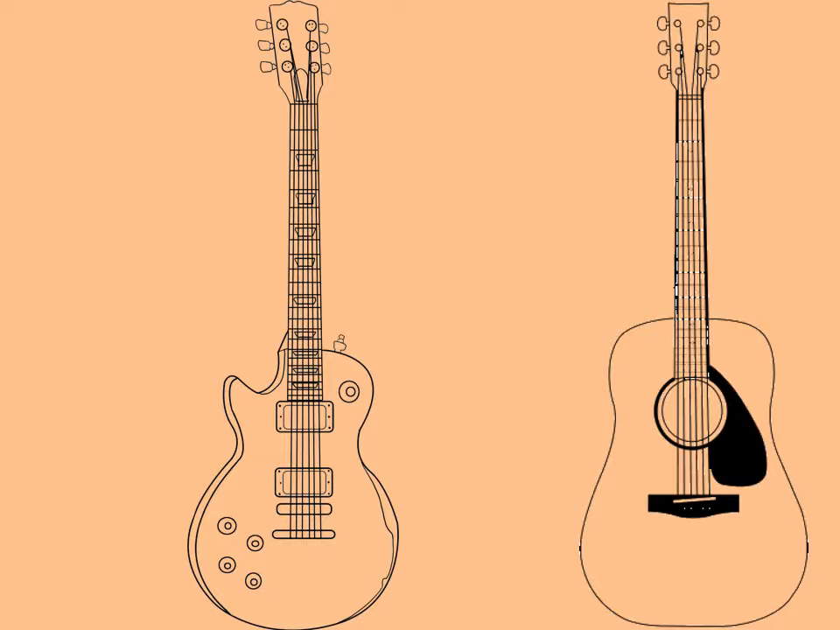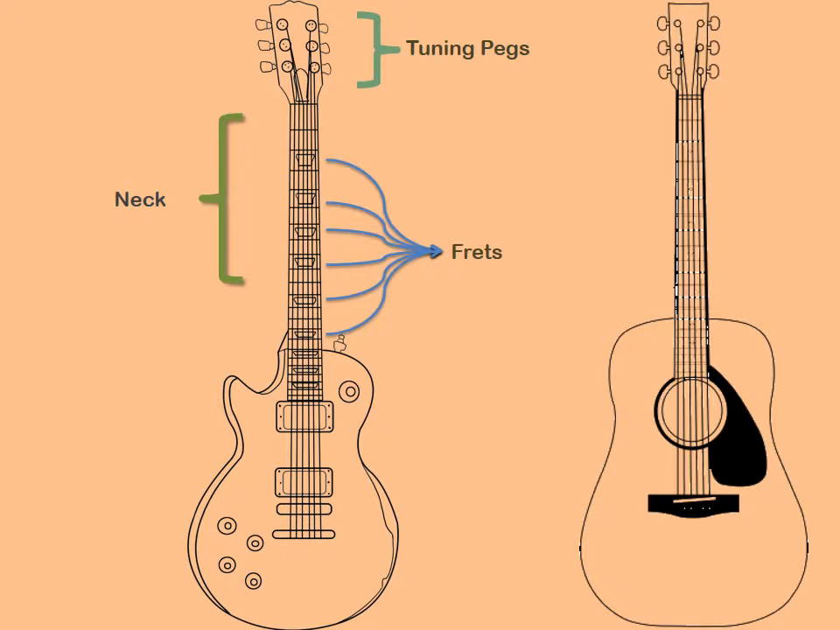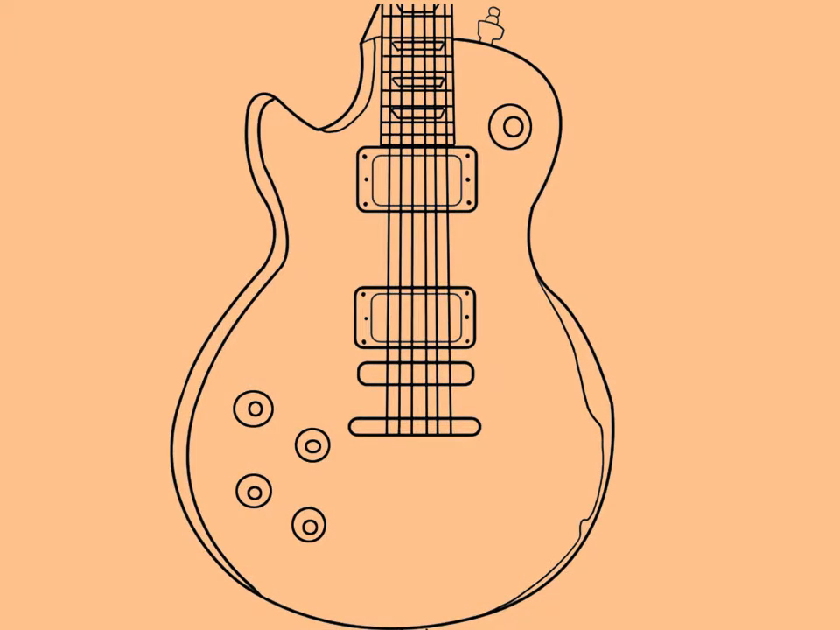Both generally have six strings, they both tune those strings with tuning pegs, and then there's a long neck with frets on it. Down at the body end is where the major differences are found. In contrast to the hollow resonating cavity in the acoustic guitar, electric guitars have solid bodies and the sound is produced using an electromagnetic principle. So let's get into the sound producing mechanism of electric guitars.